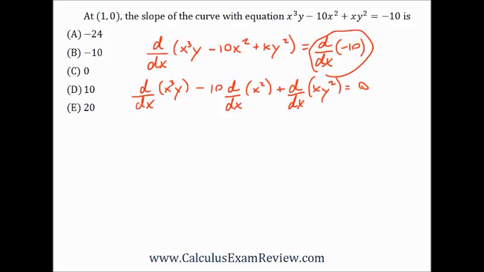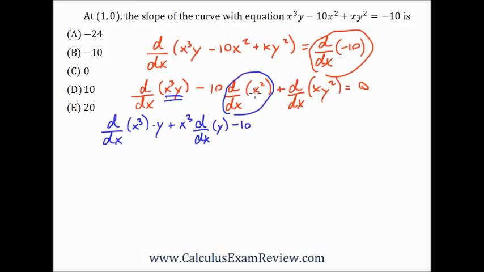Now, for this, I will need to use the product rule of derivatives. So I'm going to have to go d dx of x cubed times y plus x cubed d dx of y minus 10. Now, the derivative of x squared is just 2x, right?